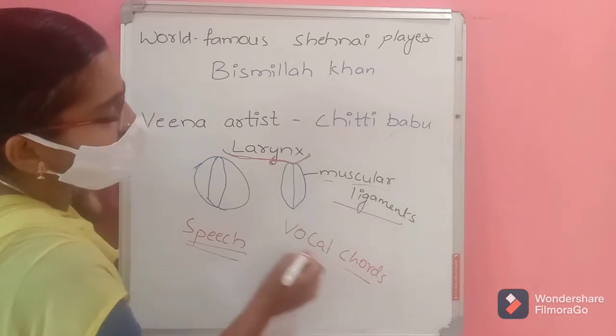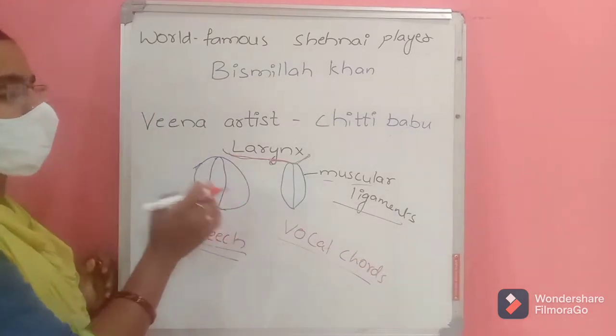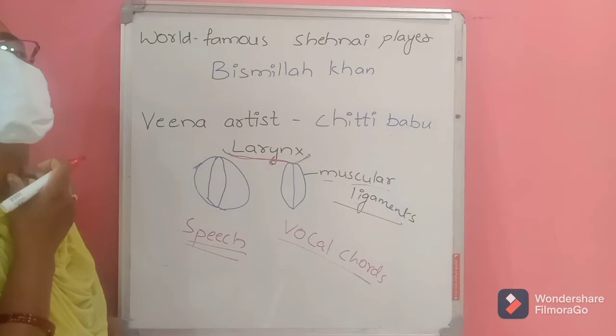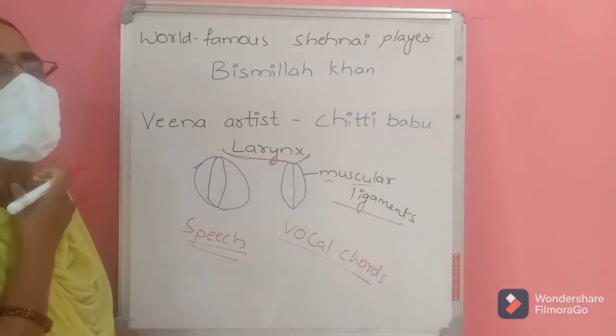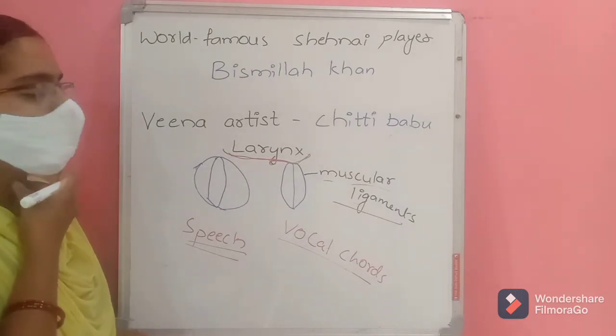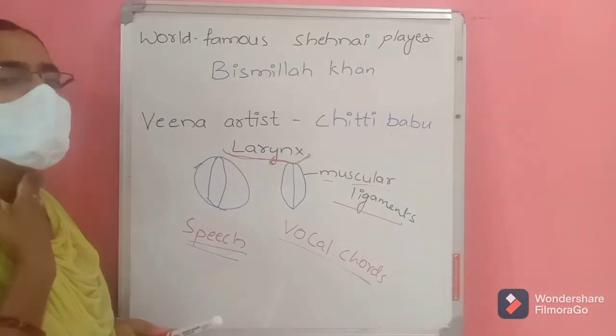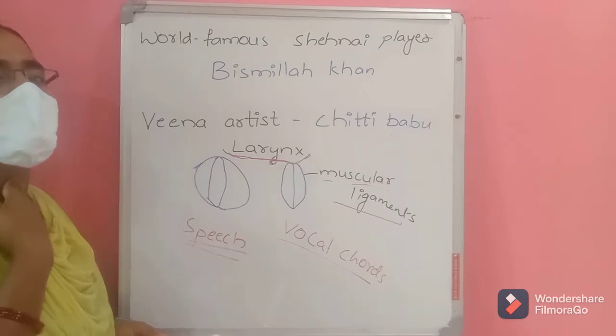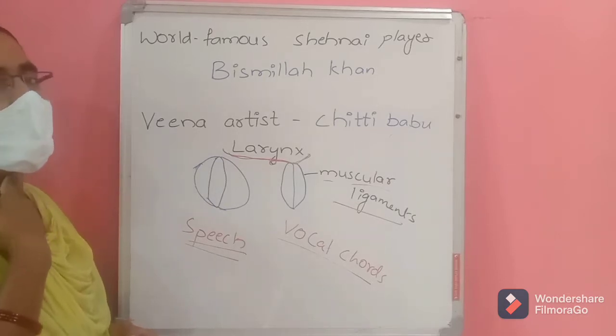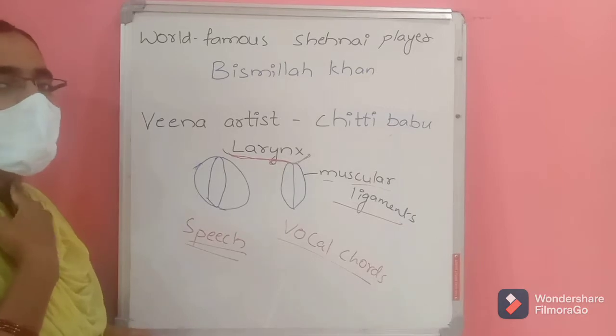Muscular ligaments are called vocal cords. We have two vocal cords in the neck. You can observe some vibration here when you are speaking. That is nothing but the vocal cords. When the vocal cords vibrate, only then can we produce sound.